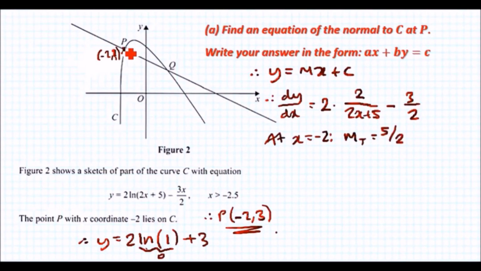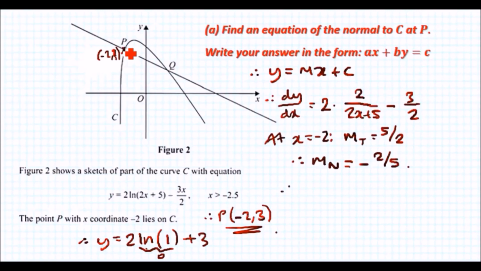At this stage, to find the perpendicular gradient, all you have to do is find the reciprocal and flip the sign. So it's going to be -2 over 5. And voila, guys, plug all these values for m, x and y back in here, solve for c, and then all we have to do is rearrange this.